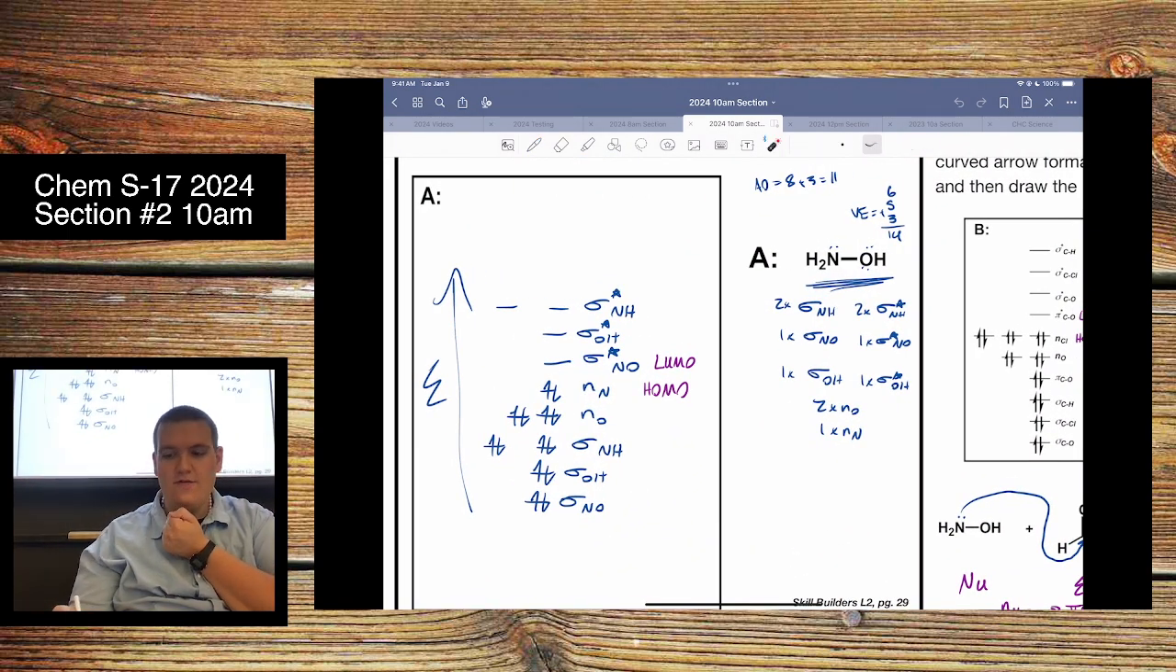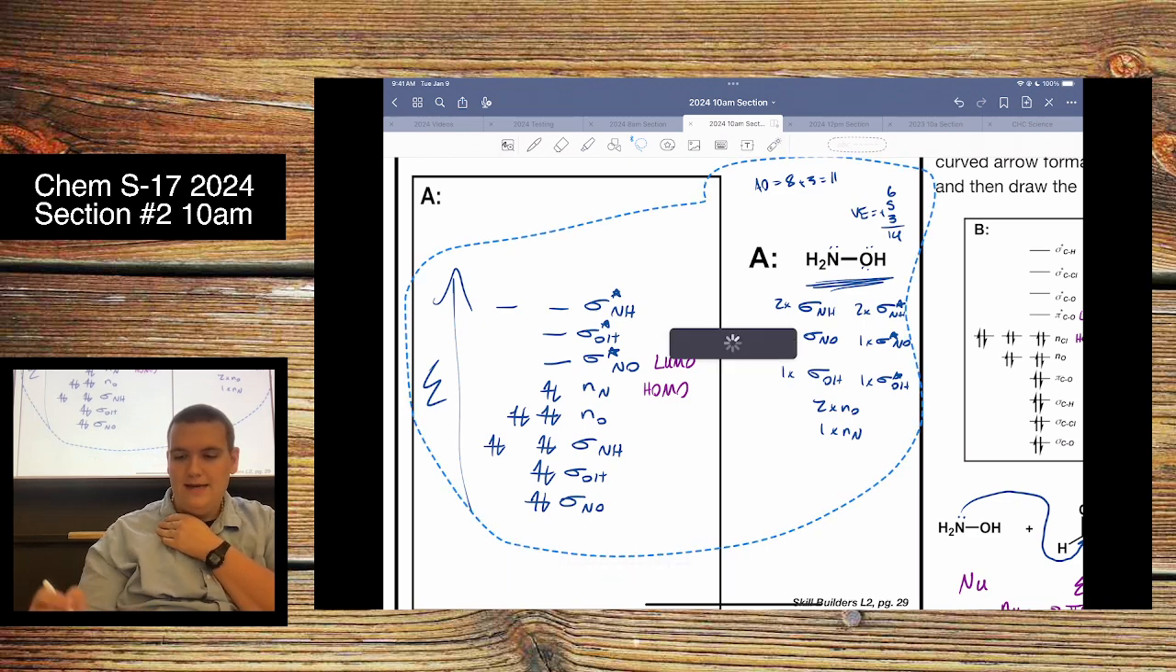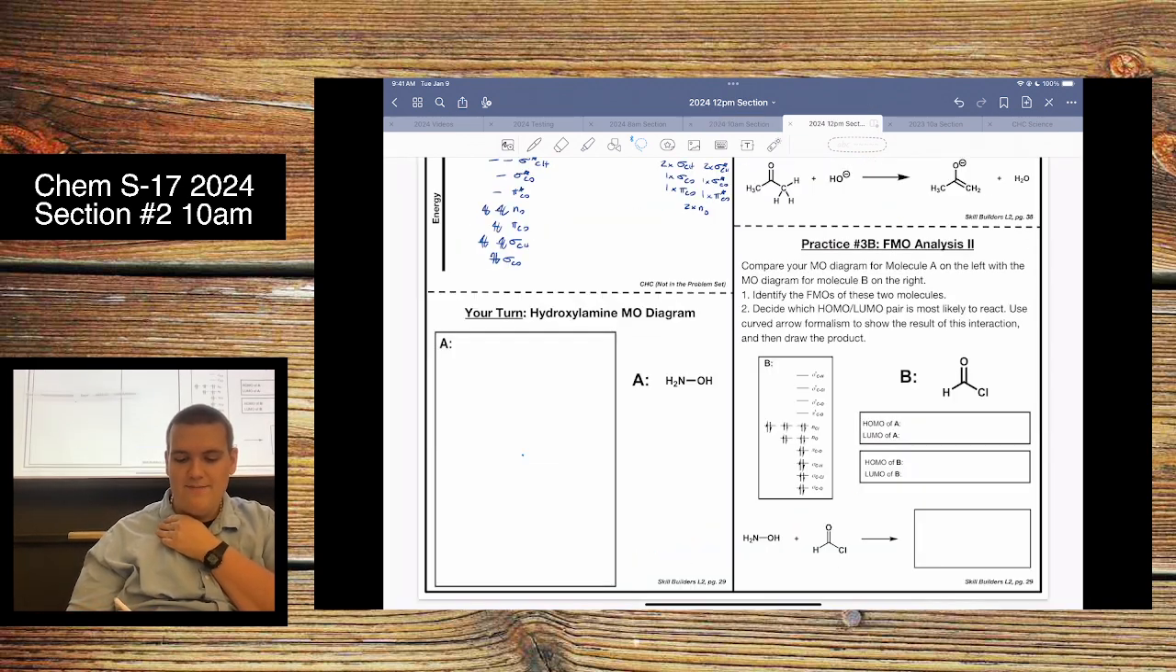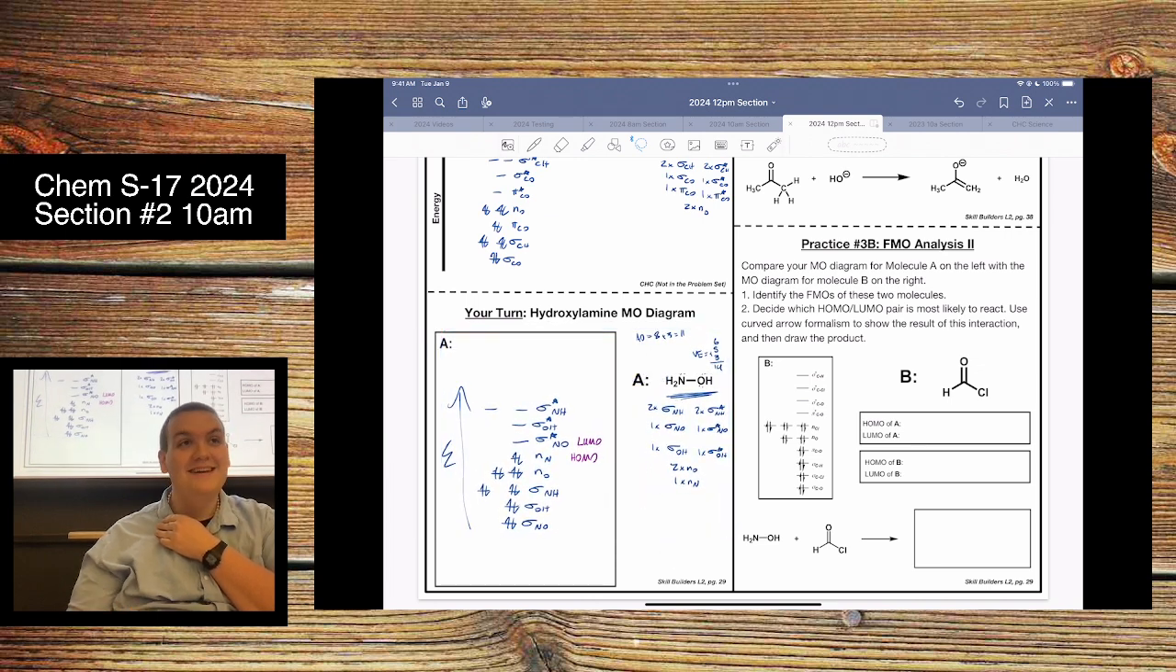Here, you should have gotten 11 atomic orbitals, and you would have the 2 sigma NH, 1 sigma NO, 1 sigma OH. So you have 4 bonds, 4 antibonds, and then 3 lone pairs. And so that's how we'll get there. And again, being controversial and a bad educator, I'm just not going to talk anymore about this and move on.